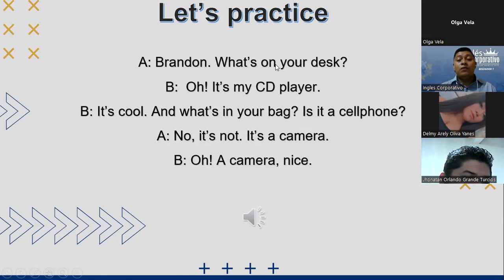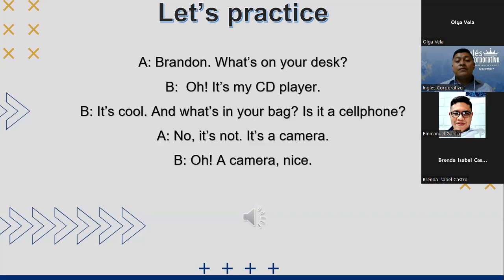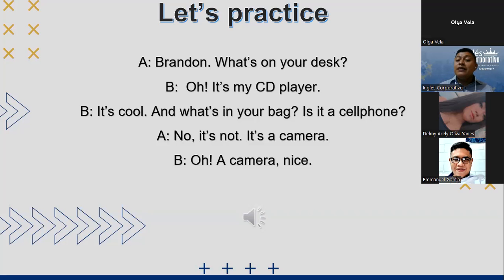What's the meaning of on? In this question, what's on your desk? What is the meaning of that question? Do you remember preposition of place? What's on your desk? Es dentro de tu escritorio, encima de tu escritorio, debajo de tu escritorio. Ah, muy bien. Brandon answered, oh, it's my CD player. It's cool. And what's in your bag? It means... What's in your bag? Adentro. Okay. Adentro de bolsa. ¿Qué hay dentro de tu bolso?